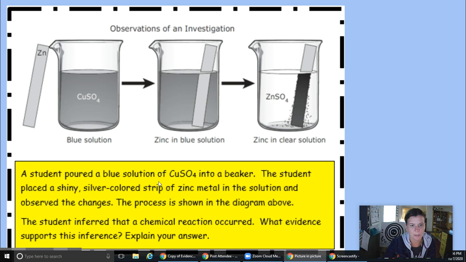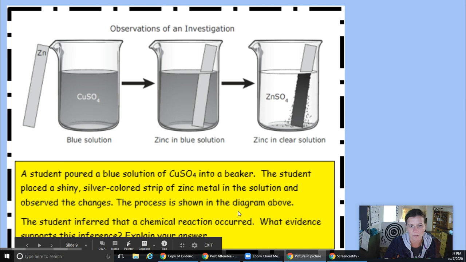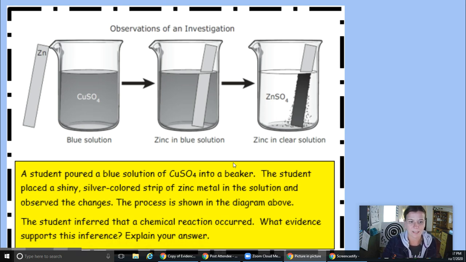A student poured a blue solution of CuSO4 into a beaker. The student placed a shiny silver-coated strip of zinc metal into the solution and observed the changes. The process is shown in the diagram above. The student inferred that a chemical reaction occurred. What evidence supports this inference? Explain your answer.